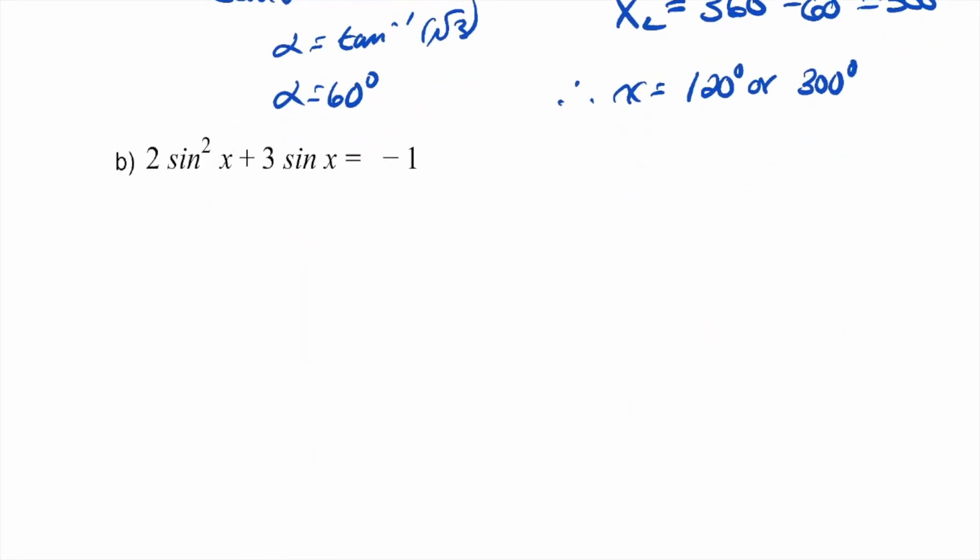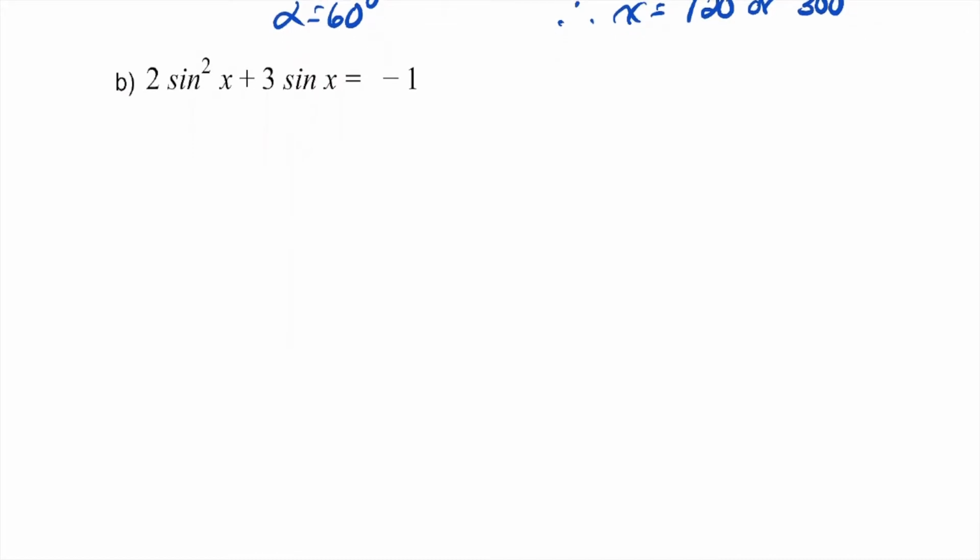In our second question, here we see that the sine is actually squared. So this is a hint that this is going to be a quadratic equation. Before we get there, to solve a quadratic equation, we want one side equal to 0. So we're going to add 1 to both sides. So here you get 2 sine squared x plus 3 sine x plus 1 is equal to 0.